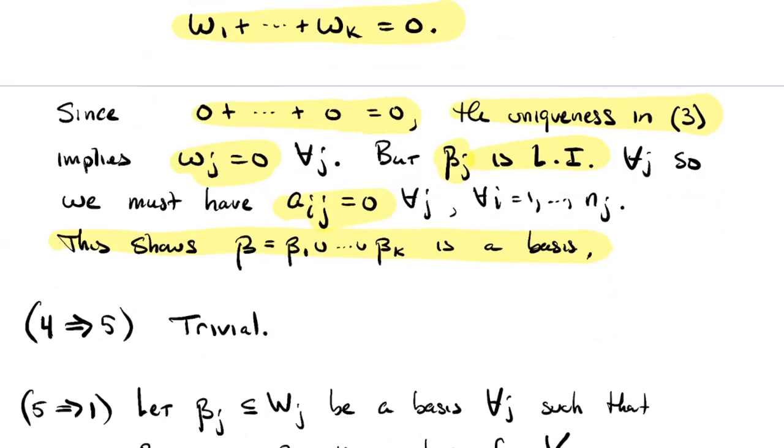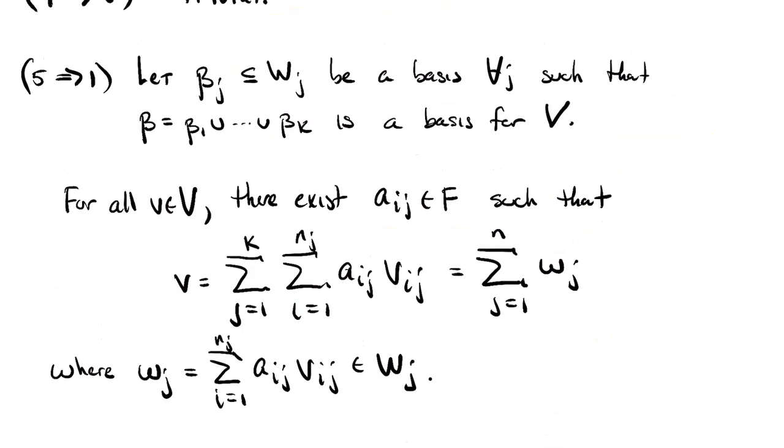Let's try 4 implies 5, which is trivial. If you look back, 4 just says that if you have a basis for each wi, then the union is a basis for V. 5 just says, for every i, there exists a basis for wi such that their union is a basis for V. Of course, wi has a basis, it's a subspace, so 4 implies 5 is just a trivial statement. So we can finish the proof by showing that 5 implies 1.